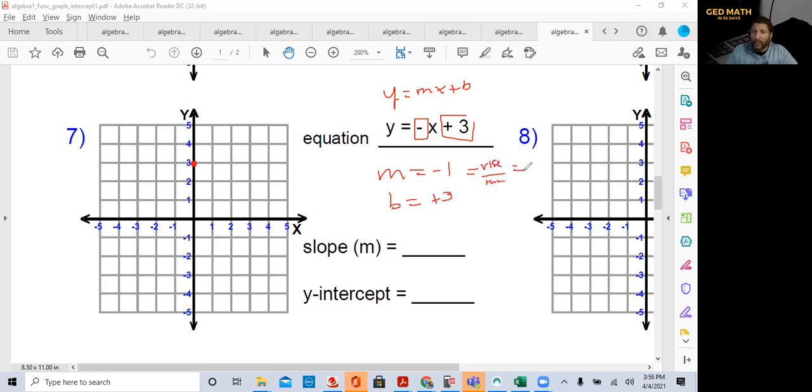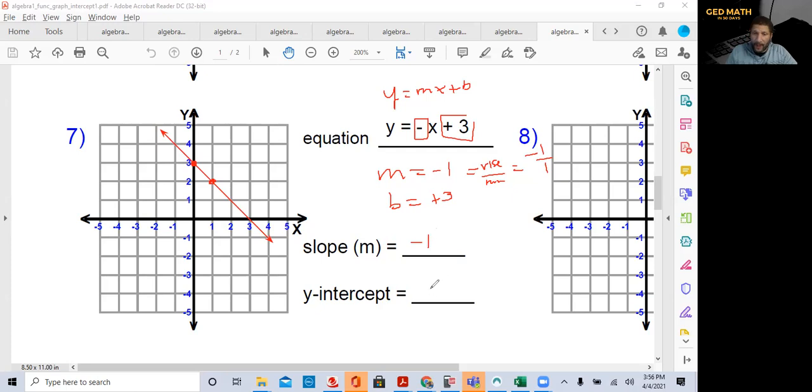a whole number can be changed to an improper fraction by just putting it over 1. So if your slope is 3, if your slope is 4, if your slope is -3, you turn your slope into an improper fraction by putting it over 1. So our rise is -1, so we're going to go down. Our run is 1. That's our second point, and now we connect the points. That easy. That is how you graph a line from slope-intercept form.